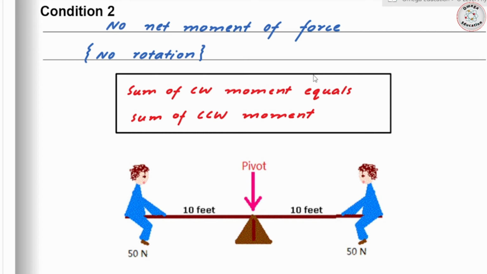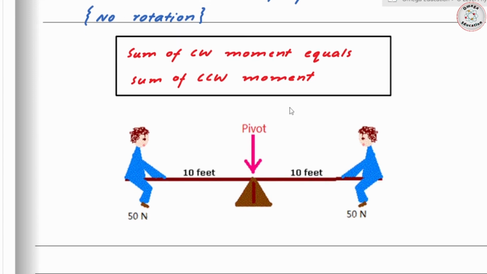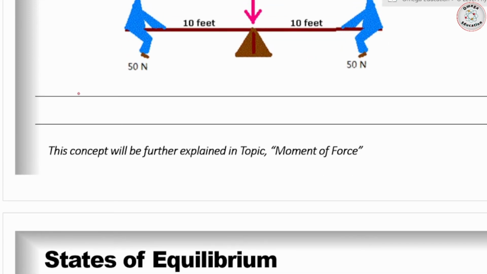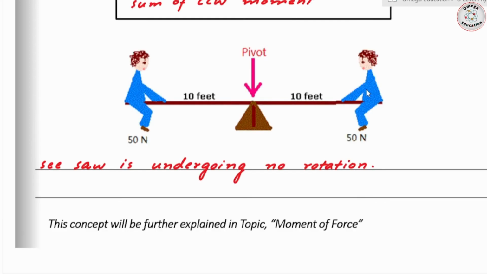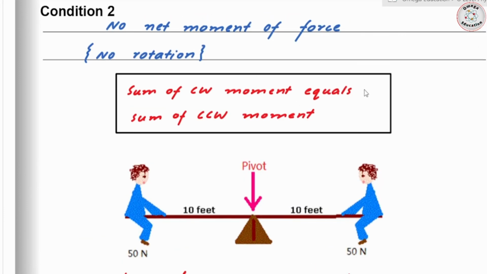So in this case, the seesaw is undergoing no rotation. If it is undergoing no rotation, it has satisfied the second condition of equilibrium as well, and the object would be in equilibrium. If the object satisfies one of these conditions, not the other one, then it would not be in equilibrium.